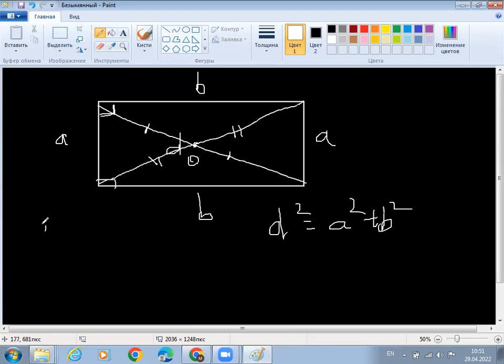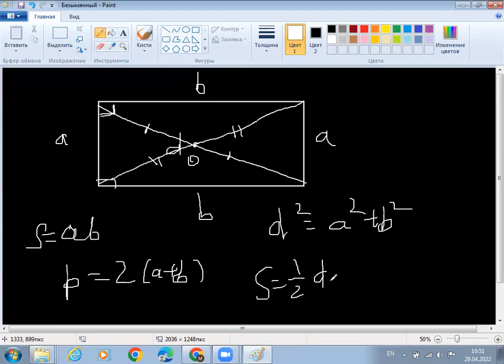In addition, we know S, the area, is equal to A times B, because A here is instead of height also. So it is A times B. Perimeter is again 2 times A plus B. So you should always keep it in mind. Area with diagonals is one half D1 times D2 times sine alpha. Yeah, because they might intersect at different angles. But in rhombus, which I am going to talk about, the formula will be more simplified.